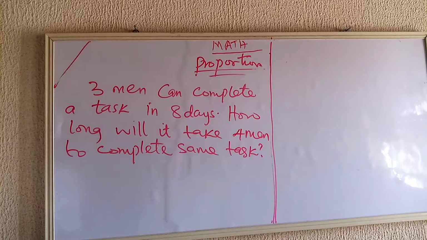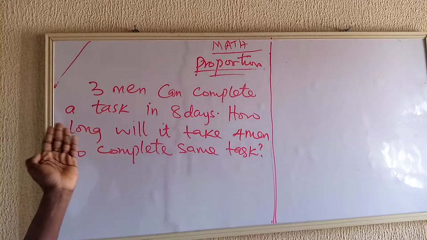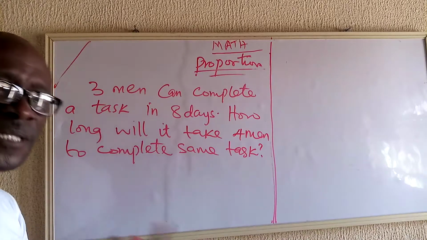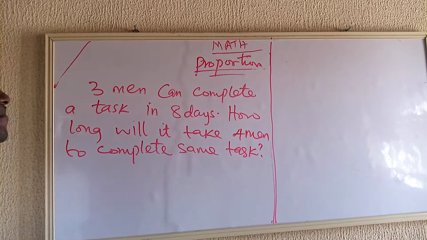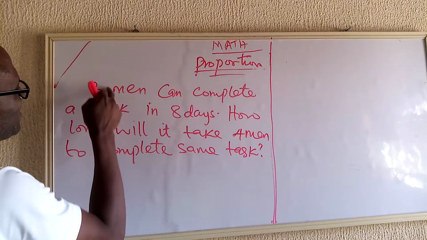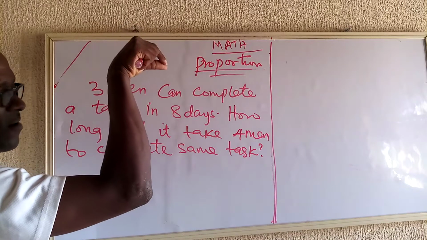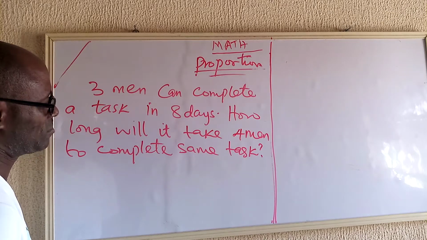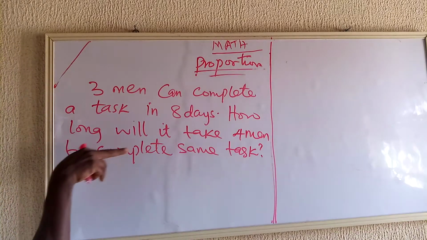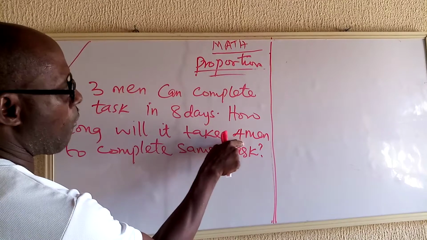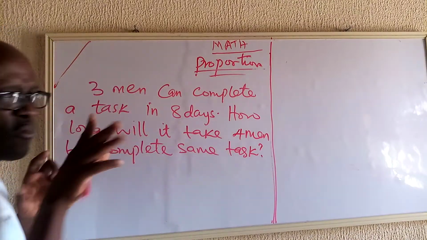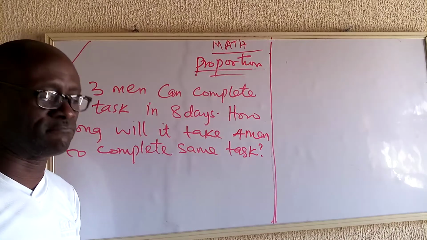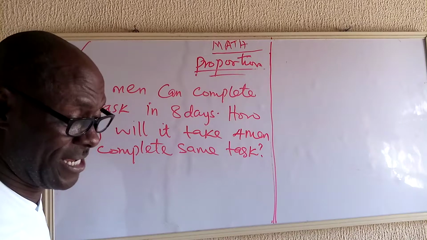Let's have a look at this question. 3 men can complete a task in 8 days. How long will it take 4 men to complete the same task? Now, 3 men work for 8 days to make the work done. If we now increase the number of men to 4, what do you expect? Will they spend more than 8 days or less than 8 days? They will spend less than 8 days.